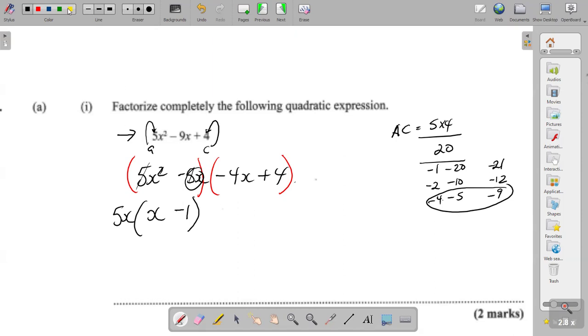How do I back-check to make sure that's true? 5x times 5 is 5x squared. You could always do that to make sure you're right. Minus 5x times 1 is minus 5x. So that's correct. All right. So let's continue.